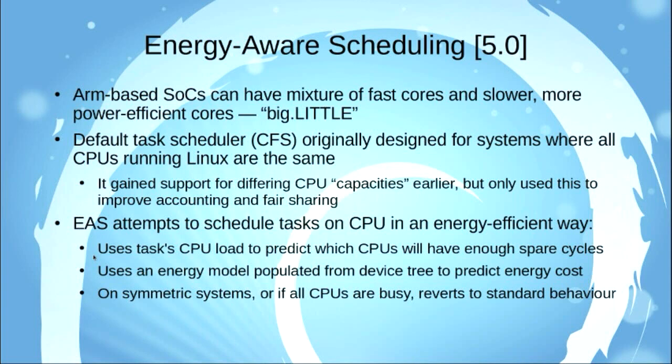Energy-aware scheduling, which was added in Linux 5.0, attempts to schedule tasks in a way that's actually energy efficient. It uses that record of the task's CPU load to predict which CPUs will have enough spare cycles, and then it also uses an energy model, which is based on data in the device tree, to predict the energy cost of running on each of the suitable CPUs. And then it picks the one that's most energy efficient. But on symmetric systems, or when all of the CPUs are mostly busy, it gets out of the way and the standard scheduler behavior is used.